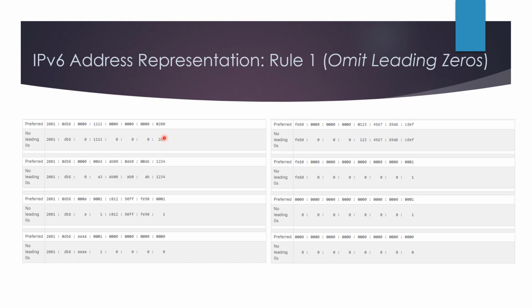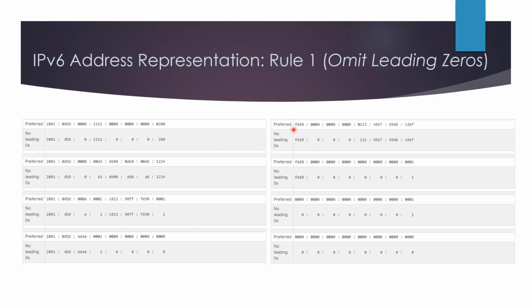And here at the last one, you have to omit only the zeros that do not have any value in the hextet. And this hextet can be written in this way if we use the first rule with no leading zeros. Let's look at another example of this one.